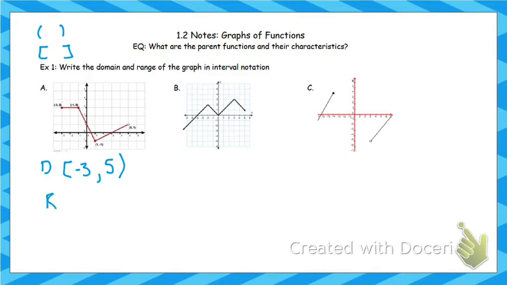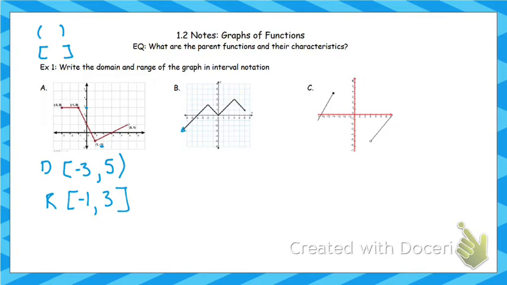So for range, we look at bottom to top, and it's very important we go bottom to top because we're going from the smallest number to the biggest number. So the bottom number for range is -1. That's the lowest y value. It actually touches that point, so it gets a square bracket. Then we keep going to the top. The highest that we go is 3. It actually touches that point, so it gets a square bracket. All right, let's look at the next one.